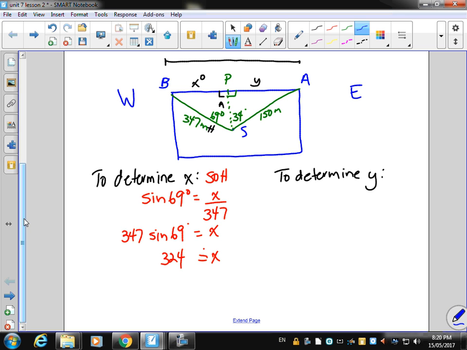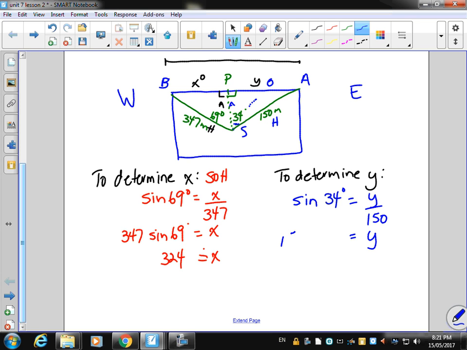So for y, the angle of 34 degrees is my angle of reference. My 150 is the hypotenuse side. The opposite to 34 is the y, and the adjacent side is also the dotted line for this one. I want to know the opposite. I have the hypotenuse, so I use the sine ratio again. Sine of 34 degrees for this triangle equals y over 150.